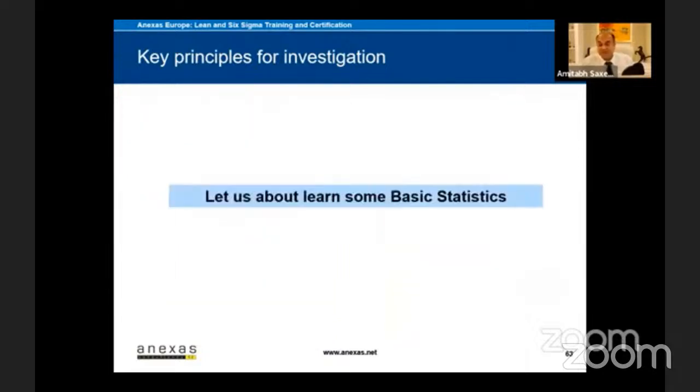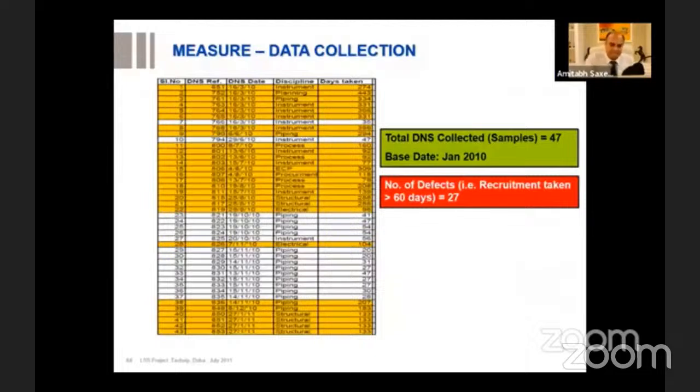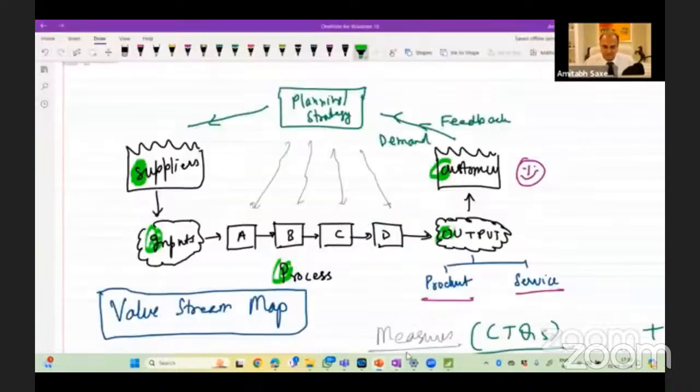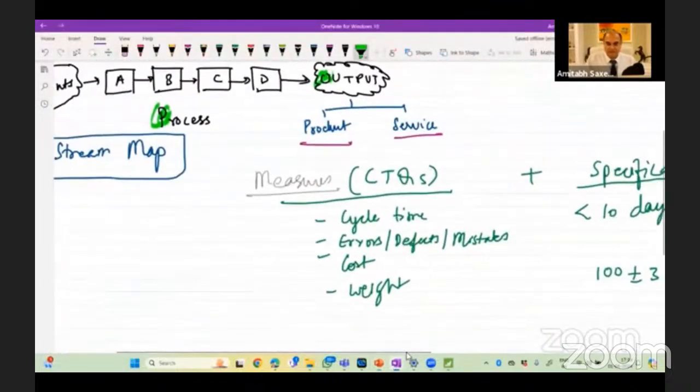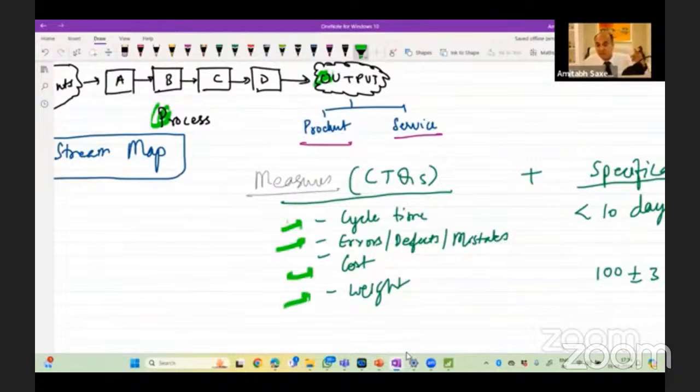Now, let us learn some basic statistics. See, I did tell you there are two types of data. Yeah? Continuous data and attribute data. So, this cycle time is continuous data. Errors and defects and defective mistakes are attribute data. Cost is continuous data. Weight is continuous data. Infection rate is attribute data. Okay. I hope you remember that.